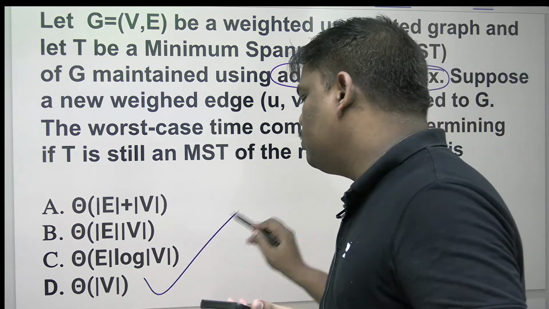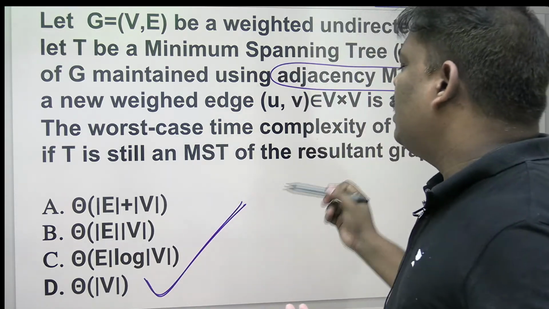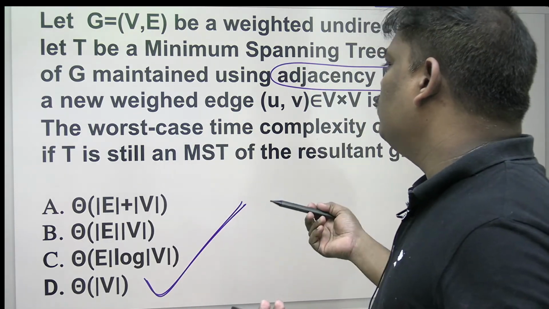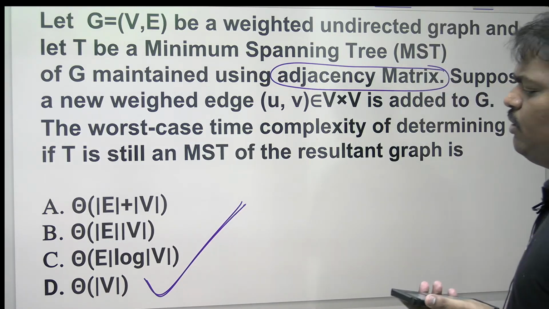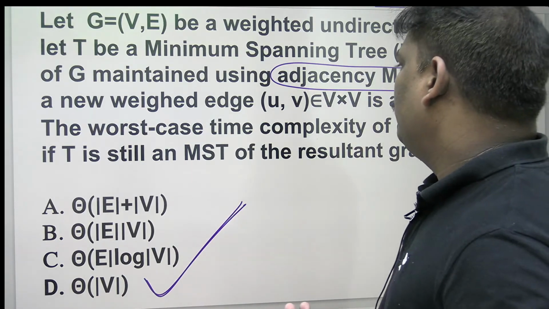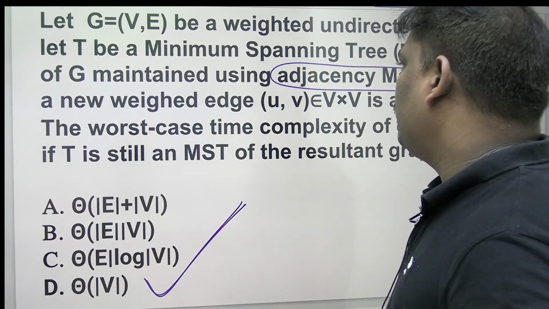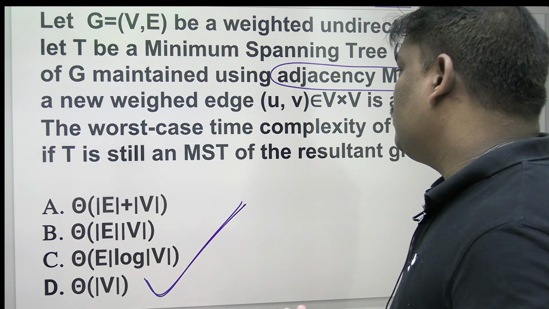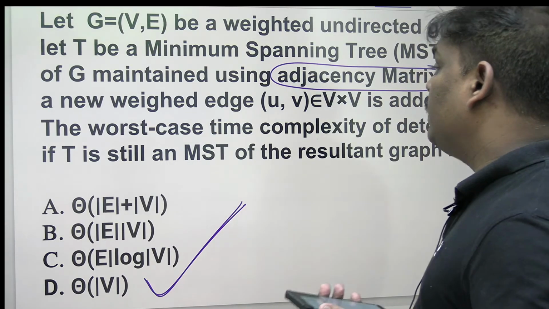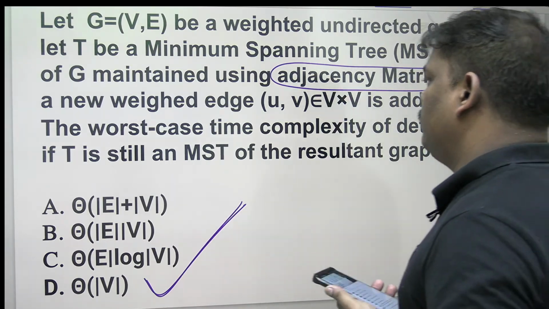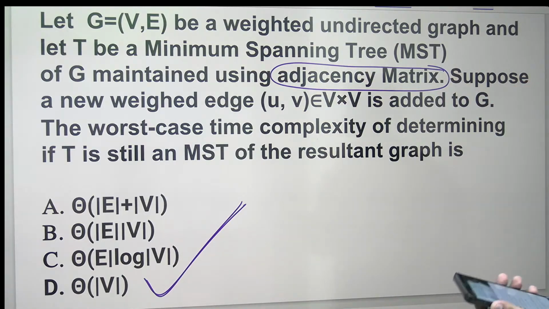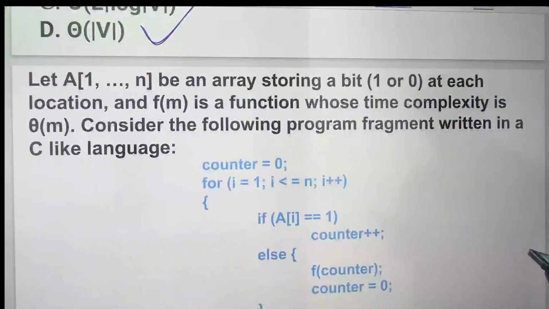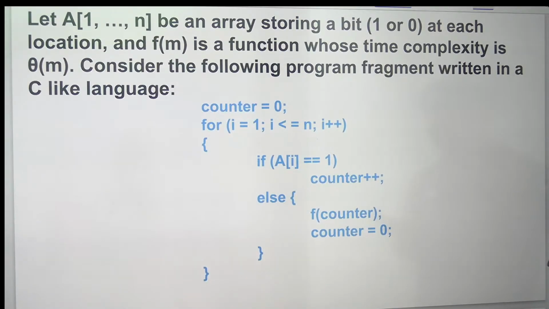Same story. Whether adjacency matrix or adjacency list, it doesn't make any difference. Both will be similar, there is no effect because it is only one edge. If there were many, maybe there may be an effect. Now come to the next one.